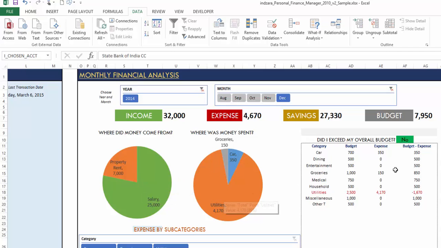This table here shows you by category what my budget was, how much I actually spent, and whether I went over my budget or under my budget. Overall, we did not exceed the budget here, but in specific categories, like utilities, we went over the budget, while in other categories we were less than the budget. So that is how you can understand how you're performing against the budget.